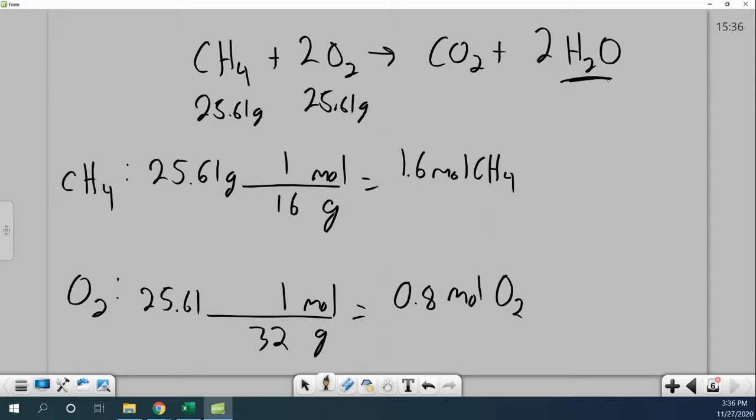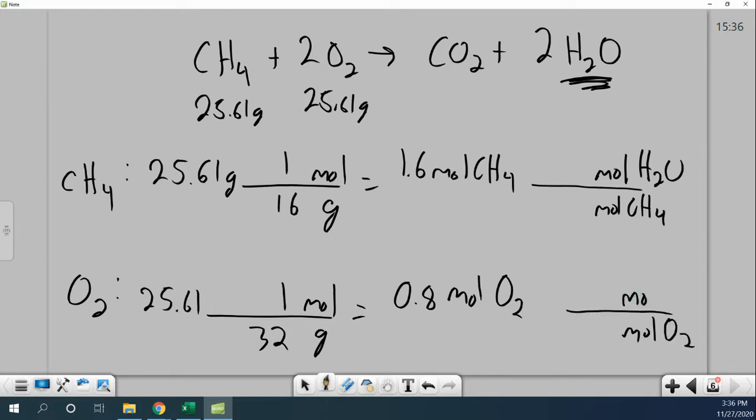You know what? Let's do the water now. I just want to show you guys that it doesn't matter which way you do it, which product you choose, you still get the same limiting reactant. So I need to change out of moles of CH4 into moles of H2O. This one's changing out of moles of O2 and into moles of H2O.